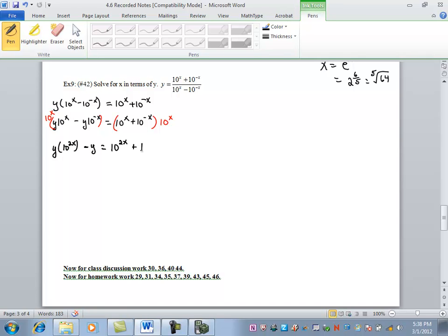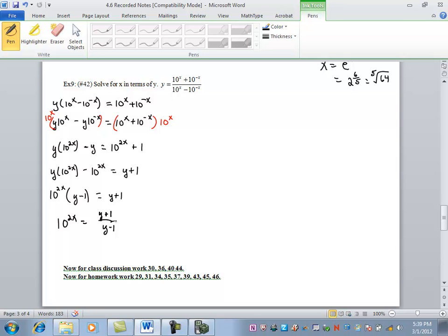Alright, so we're going to need to get all of our terms with an x in them on one side here. So let's see. y times 10 to the 2x minus 10 to the 2x equals y plus 1. And now I'm going to need to factor out that 10 to the 2x. So I've got y minus 1 here. This equals y plus 1. And so we've got 10 to the 2x equals y plus 1 over y minus 1.